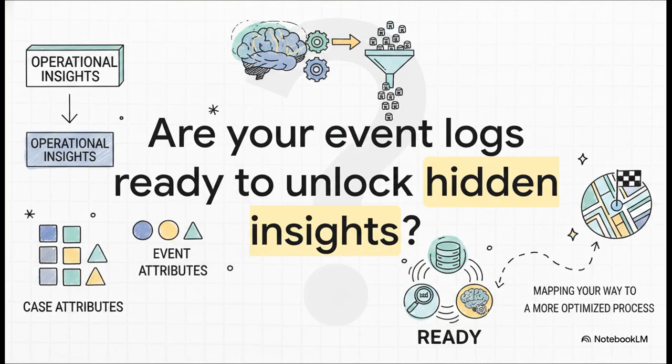So, let's wrap this up. The absolutely crucial point to take away today is this. Better, more accurate data mapping directly equals deeper, more actionable operational insights. You now know the mandatory fields, you know the difference between case and event attributes, and you know how AI can dramatically speed up the whole ingestion process. So the only question left to ask is, are your event logs ready to unlock your business's hidden insights?